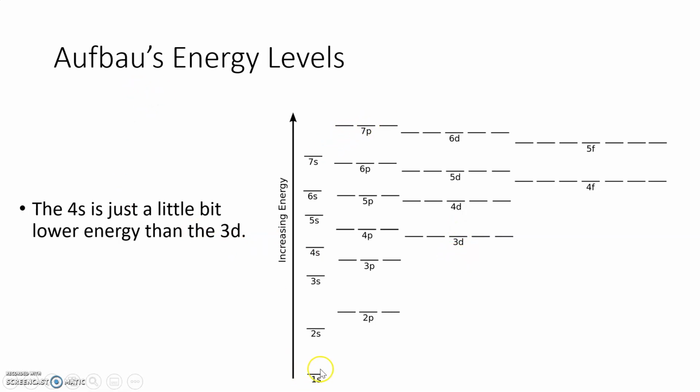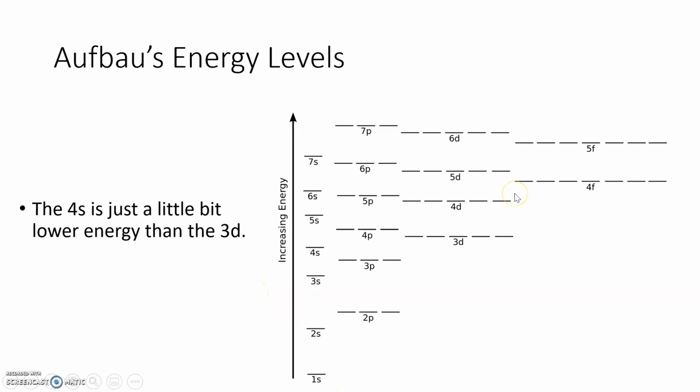Again, we always have to fill the lowest energy level first. So we started with 1s, moved to 2s. From 2s we went to 2p. 2p is a little bit higher than 2s. Then we jump up to 3s, then 3p, and then again comparing 3d with 4s. 4s is a little bit lower than 3d. So according to the Aufbau energy levels, we're going to fill up the 4s first. Then we move to the 3d. So that's why we opened up the fourth energy level before coming back to the third energy level.